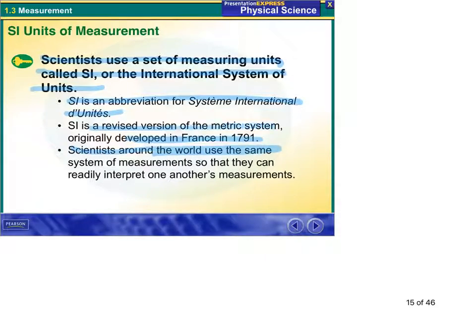It's very similar to the metric system. Scientists around the world use this system of measurement, so it's very easy to interpret each other's measurements. If we used different measuring systems, it would be harder. We'd always be having to convert, so it would be harder to deal with these things. So scientists throughout the world use the SI. In science courses, we will always use SI units.